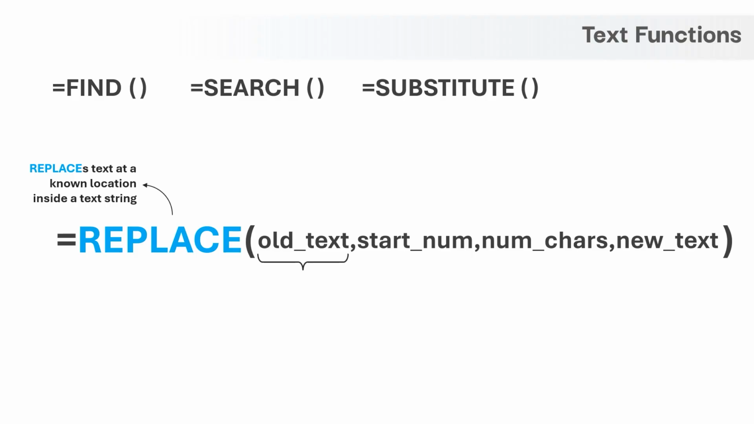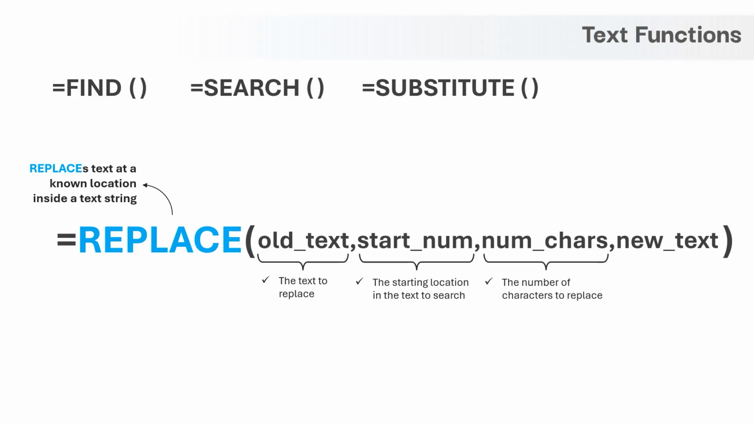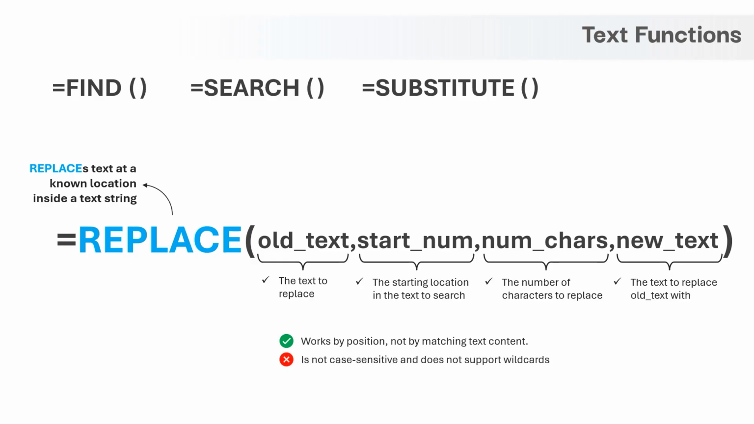Old text is the main text into which we replace certain content. Start num is the starting position of the content which we want to replace. Number of characters will specify how many characters we intend to replace and it is with reference to start num argument. Finally, the new text will be the text to replace with. Few important points. Replace function works by position, not by matching the text content. It is not case sensitive and does not support wildcards. And this function accepts an empty string as input to new text argument to remove the old text completely.